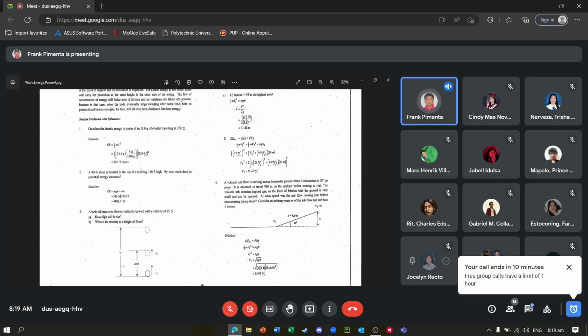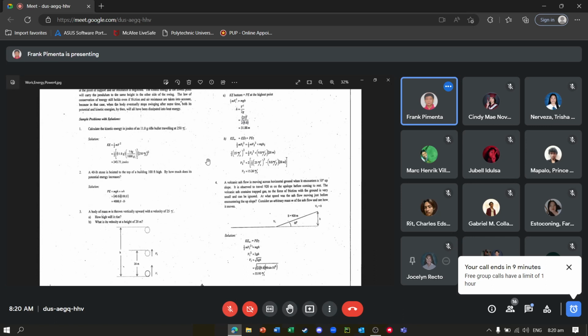So in this equation now, substituting the values, 25 meters per second squared divided by 2 times 9.8 meters per second squared equals 31.88 meters. So this maximum height is 31.88 meters. That's for letter A. So make it a point that if you are solving a problem, identify which letter it is, letter A. Do not just solve and solve without identifying what question you are answering.